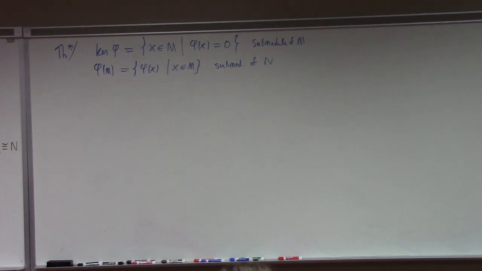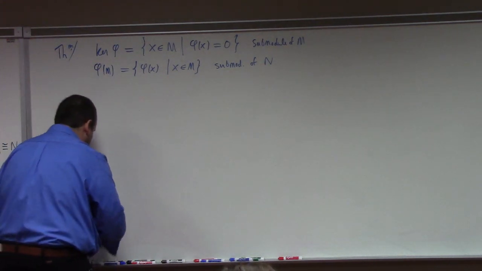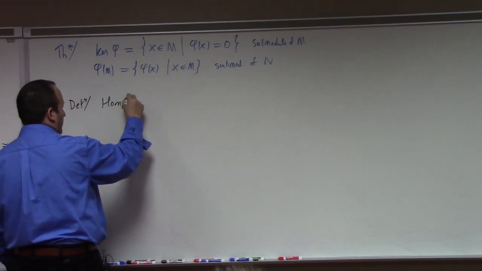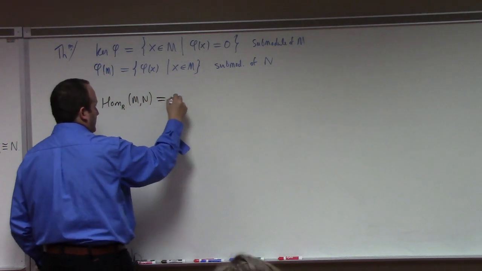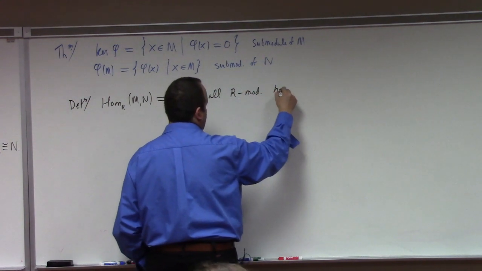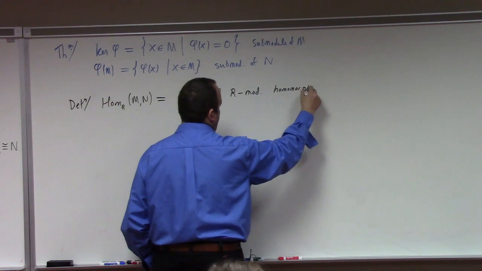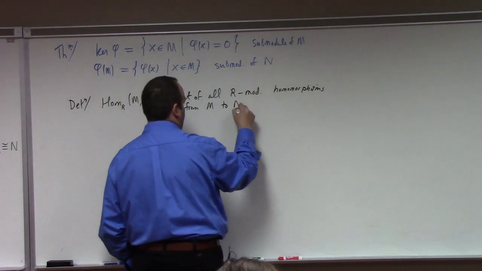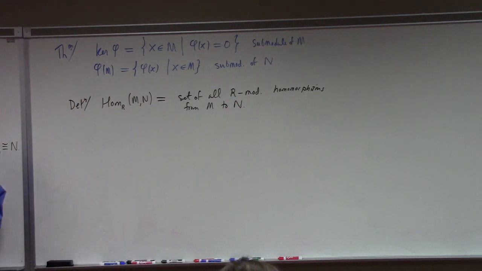And another bit of notation, definition: Hom_R(M, N) is the set of all R module homomorphisms from M to N. Again, in the case that M and N are vector spaces and R is a field, this would be the set of linear transformations from M to N. You studied this before, right?